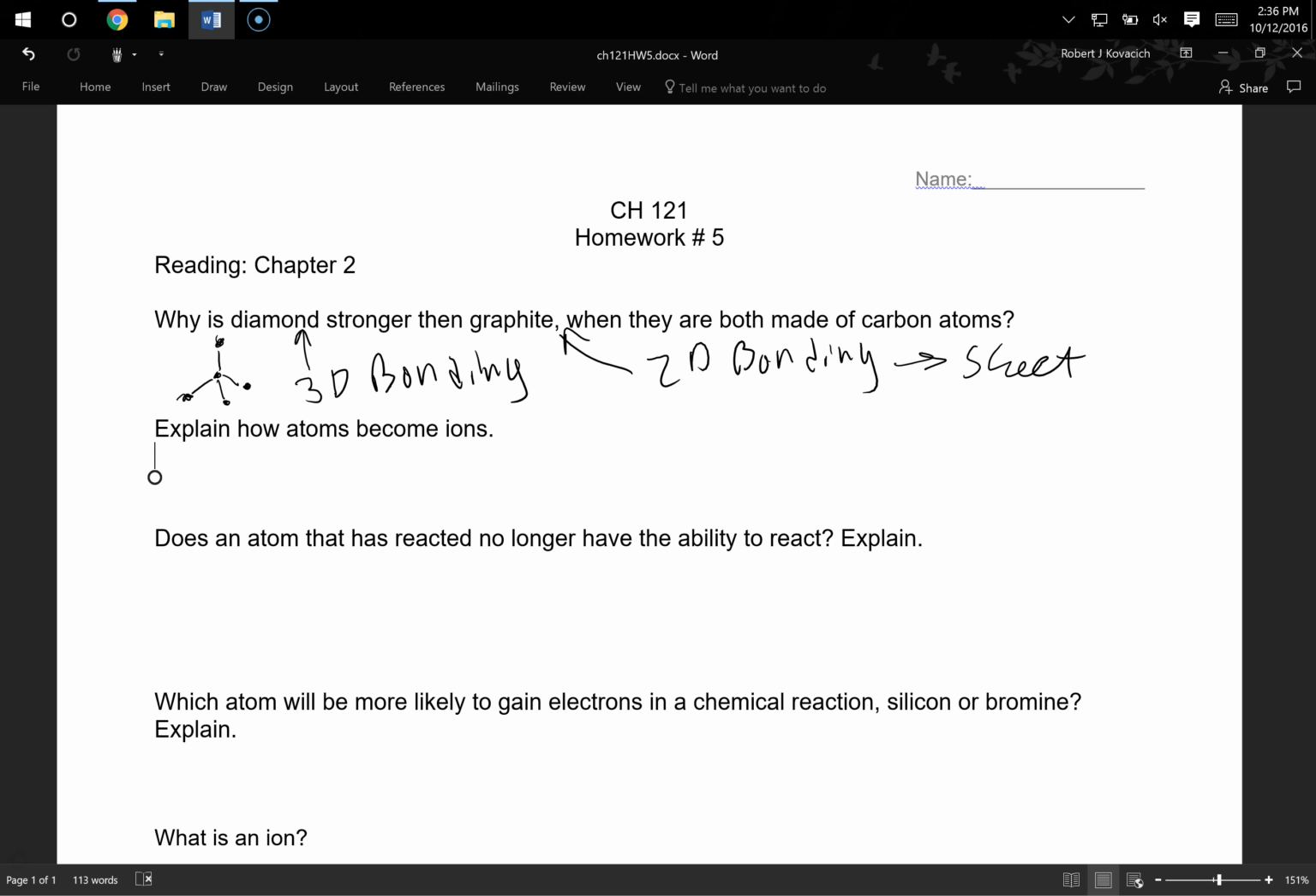So tell me about atoms becoming ions. What happens? That's it. Gain or lose electrons, one or more. Does an atom that has reacted no longer have the ability to react? So if it lost its electrons or gained its electrons, it's reacted already. Is it over for it?